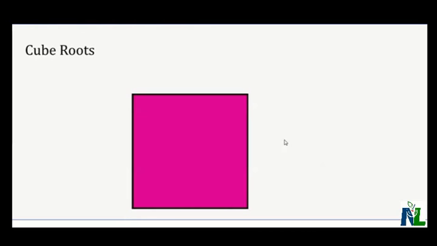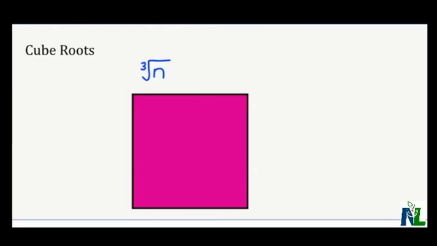Let's now look at cube roots. The side length of a cube is the cube root of the volume of the cube. Now the symbol that we use to represent a cube root is a little 3 with your square root sign and then your number inside. So this would say cube root of n.